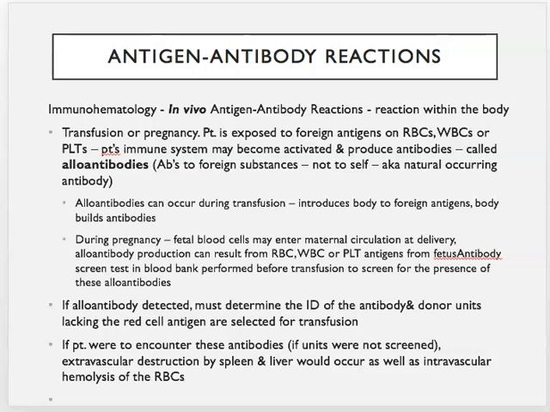These are called allo antibodies because it's antibodies that the patient's going to build to a foreign substance or to something that's not self. So these are naturally occurring antibodies. Allo antibodies can occur during transfusion, so it introduces the body to foreign antigens. Your body builds antibodies in response to those foreign antigens. It can occur during pregnancy.